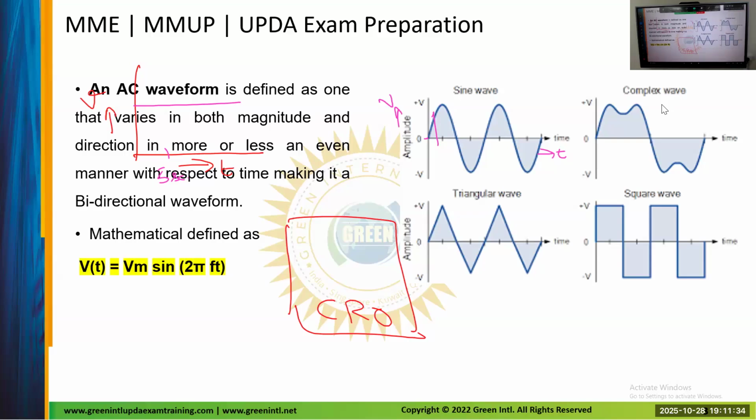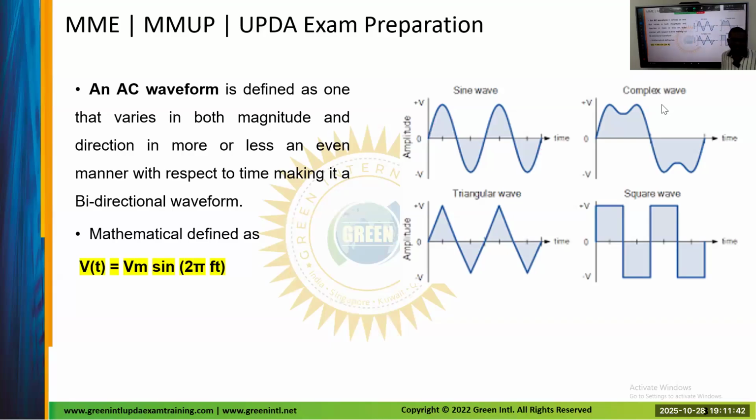With time, it's changing in nature. So that is the difference between the AC and DC. So we come to the AC supply. With respect to the time, the voltage is changing in nature.